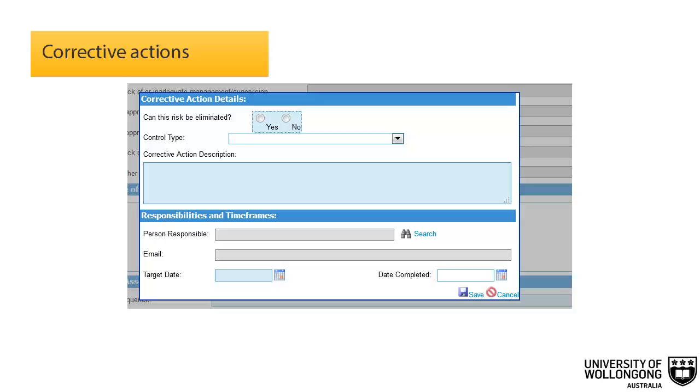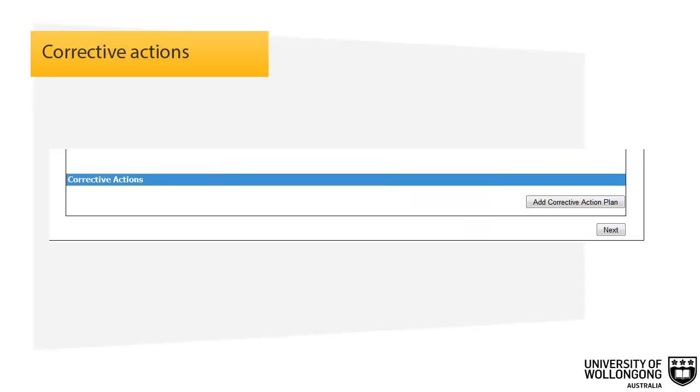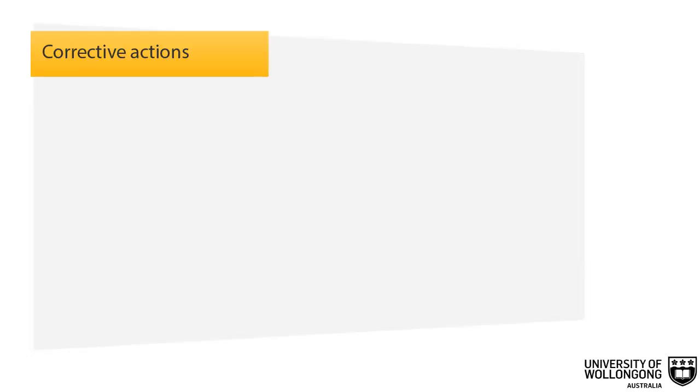In the Person Responsible field, click the search icon to locate the name of the person assigned to undertake the corrective action. The search icon opens the Employee Details window, allowing the user to search the personnel listing by name. This search is similar to Person Search, however only authorized supervisors and academic staff are contained in the list. To add more corrective actions, click Add Corrective Actions. Once you have finished adding corrective actions, click Next.